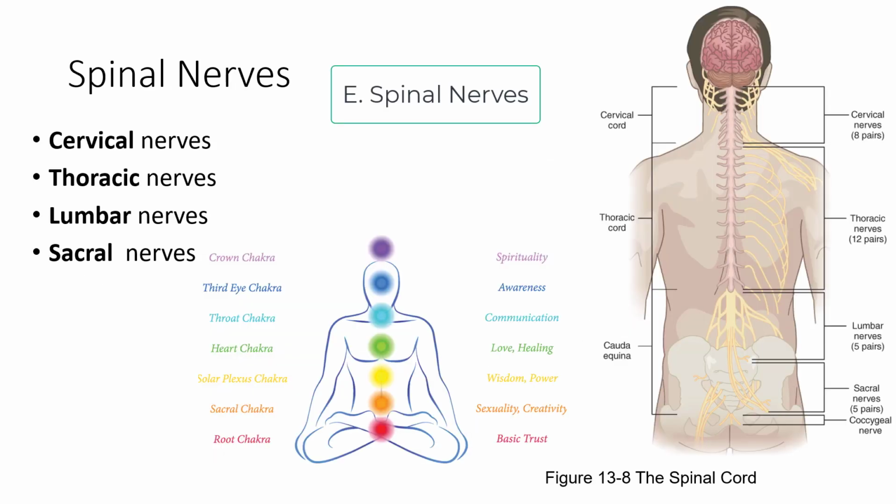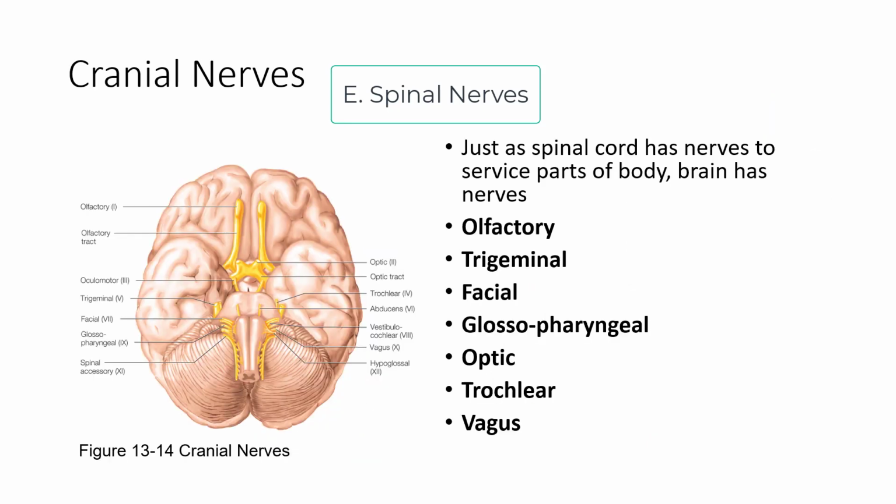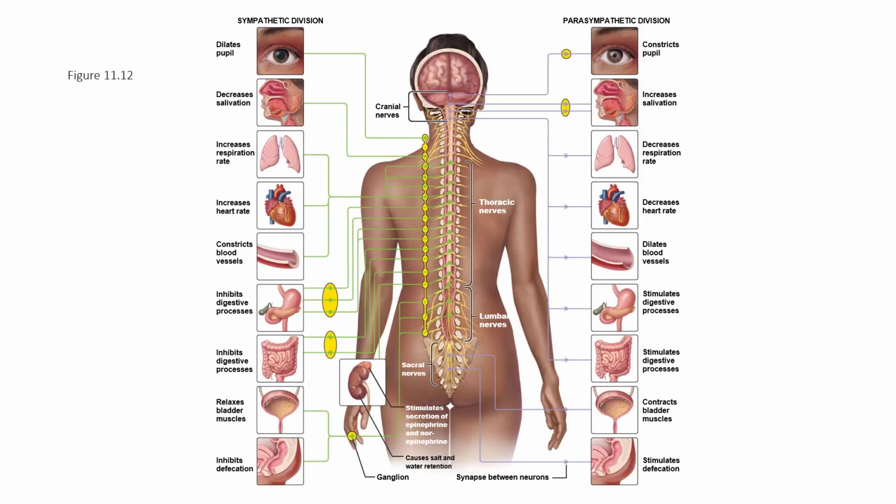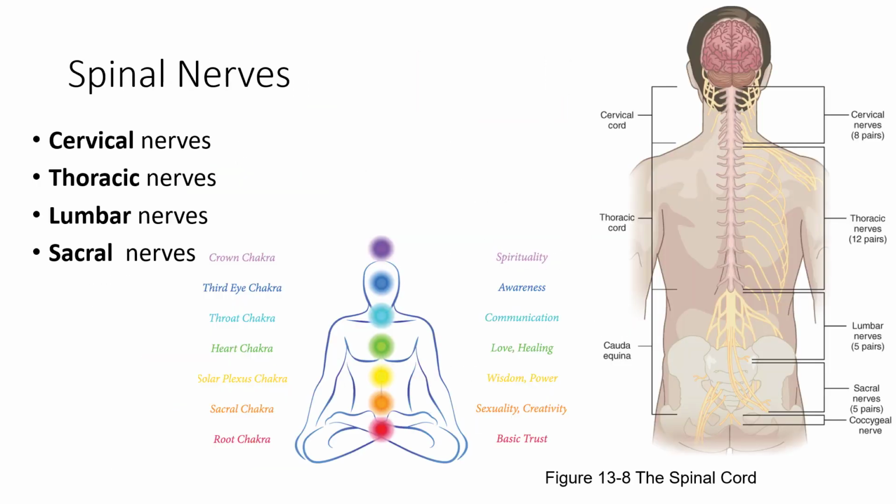The spinal nerves, which you saw earlier in the sympathetic nervous system, let's go back up there. You see how the cranial nerves can be dilating pupils and increasing salivation or decreasing salivation. And even you see stimulation of digestive processes coming off of some cranial nerves. So too with the spinal nerves stimulating things. And there are 4 different types of these.